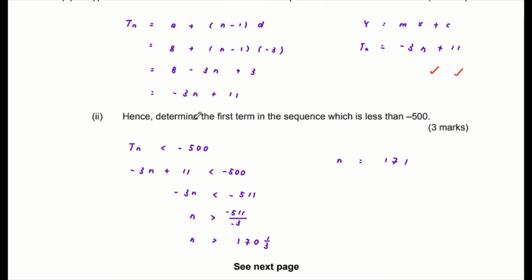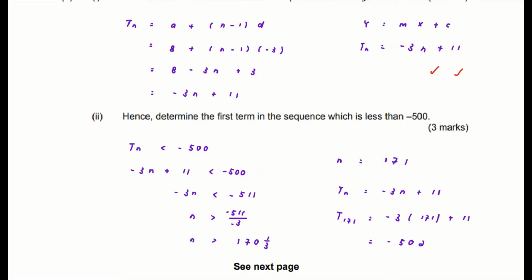Alright, so the question is to determine the first term, so we need to find out the first term as well. So the nth term will be equal to -3n plus 11. So if we want to find out the 171st term, then we need to substitute 171. So plus 11, and at the end, you should be able to get -502. Alright, so that's the part for this question.